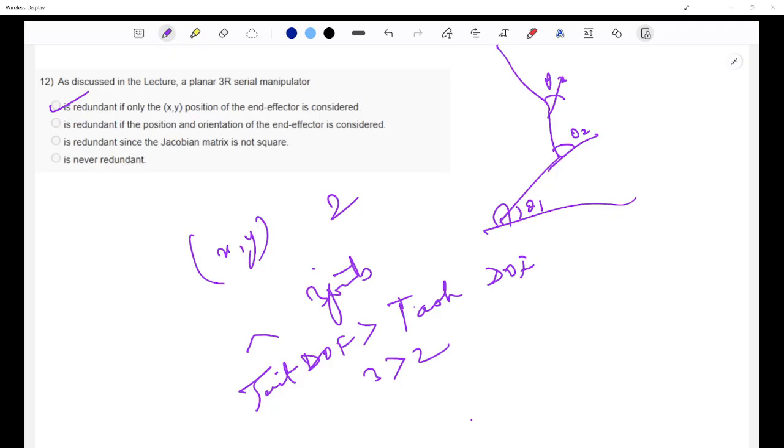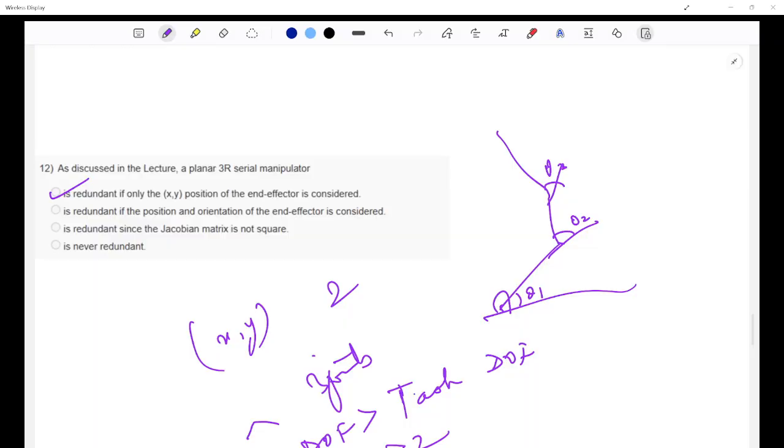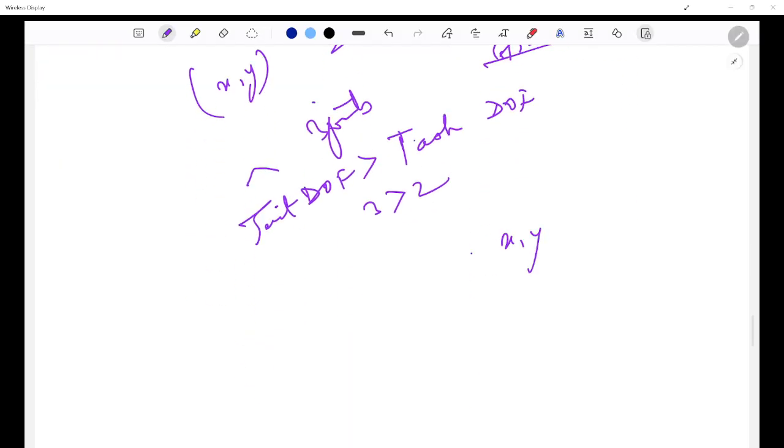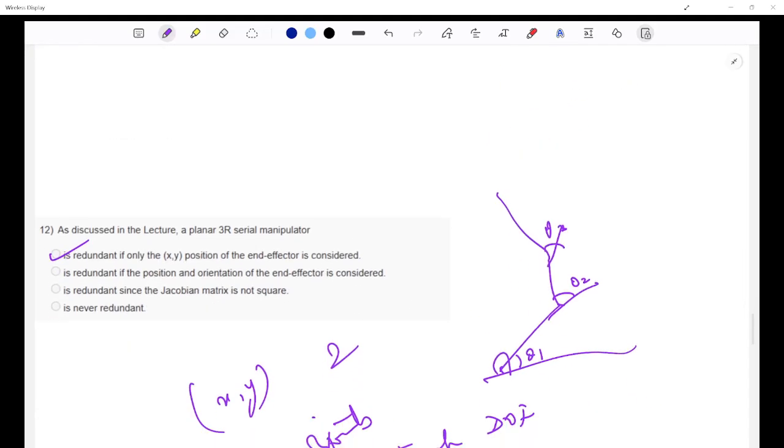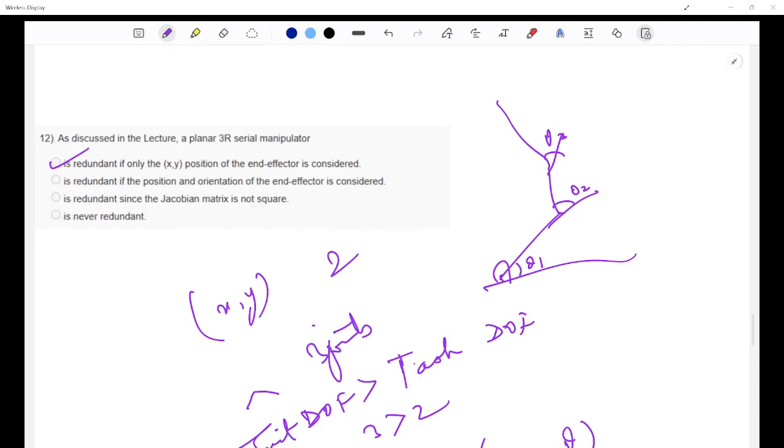Now consider the full pose x, y and theta. Task degree of freedom is 3 and robot degree of freedom is also 3. If both of them are equal, there is no redundancy. So this option is wrong because there is no redundancy in this case.